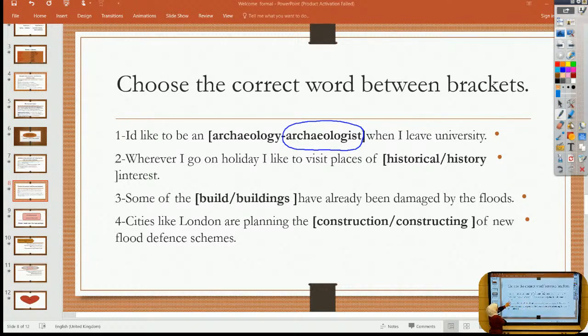Here, after the brackets, we have a noun. If we see here, we have a noun, so we need an adjective before it. So the correct answer, historical.